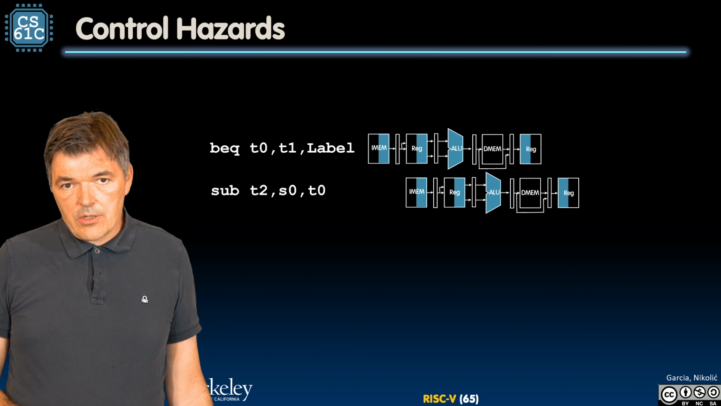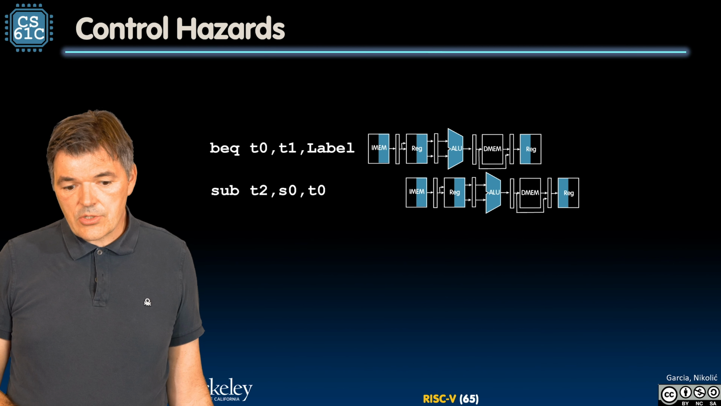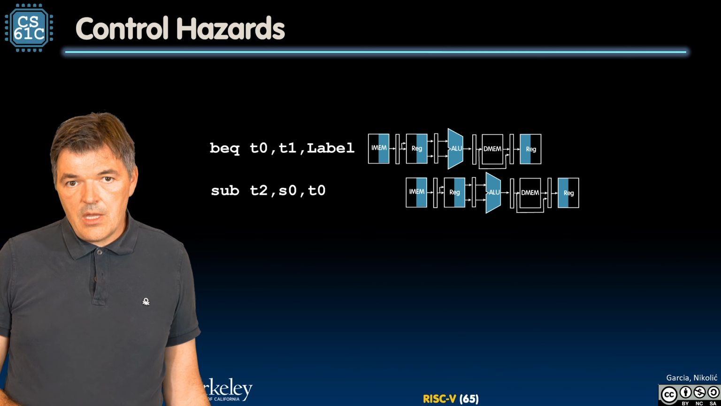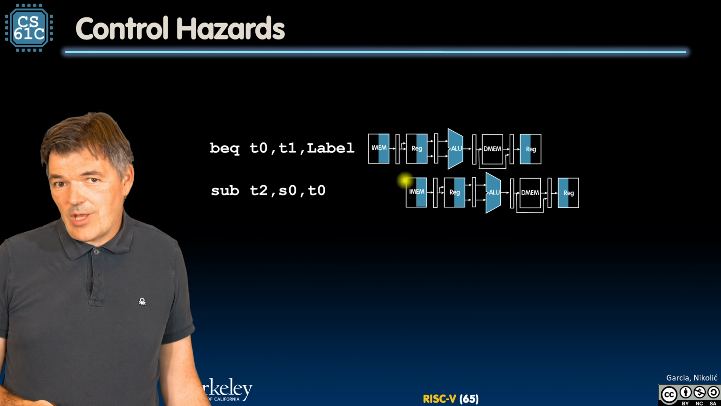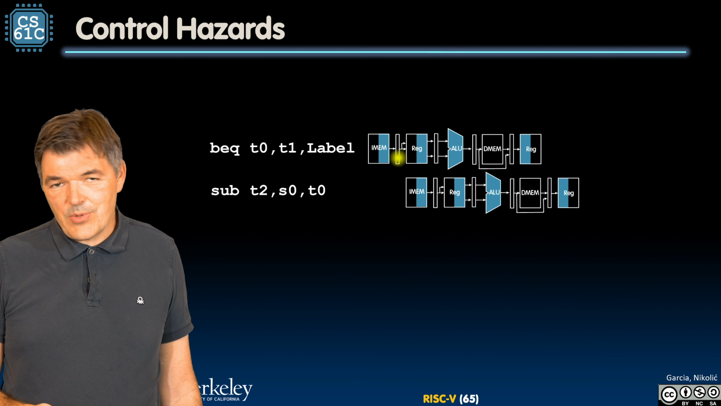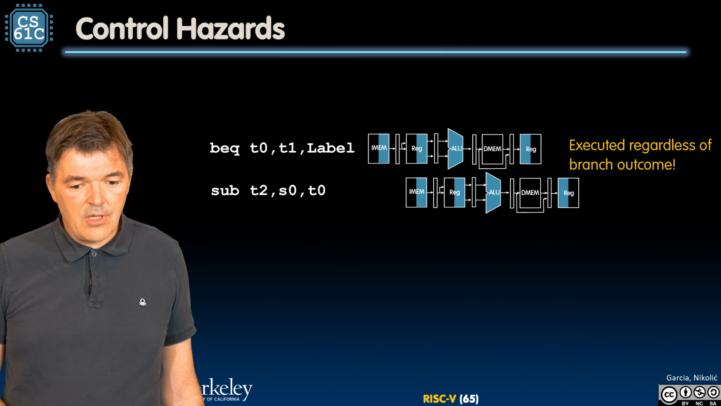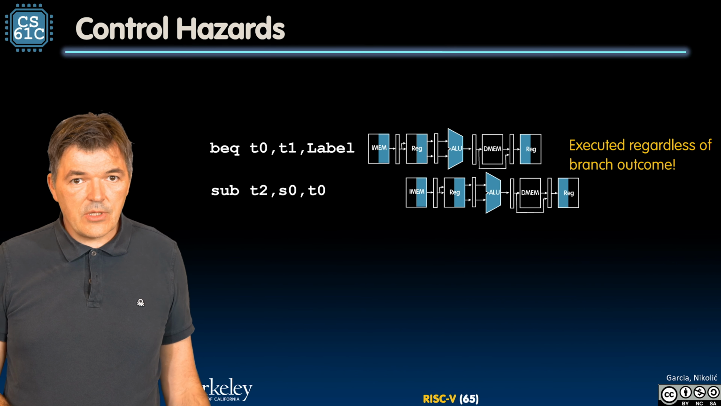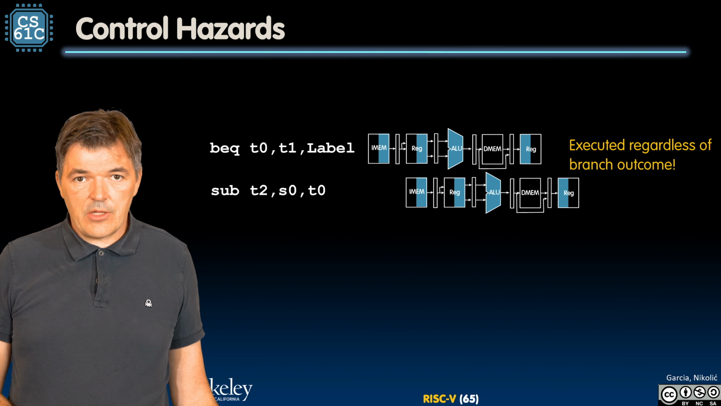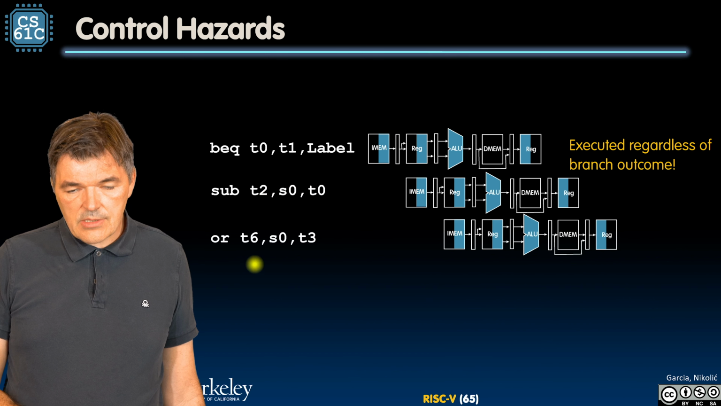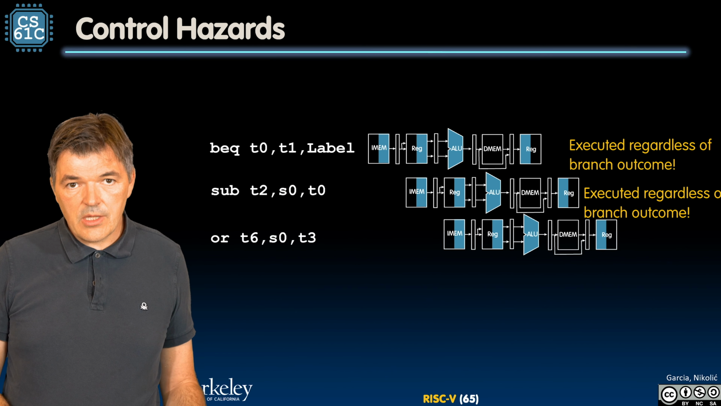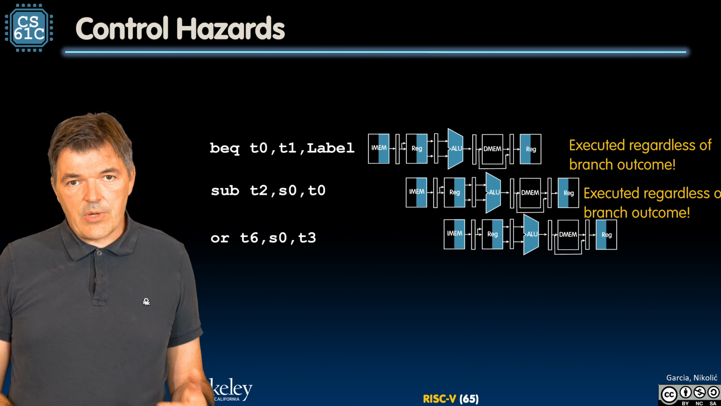So our next instruction is a sub in this case, and this sub instruction will enter the pipeline before we actually know whether the previous instruction is a branch or not. So it is going to be executed regardless of the outcome of the branch. And the same thing holds for the next instruction, which is an OR. So these two instructions are going to be executed regardless of the branch outcome.